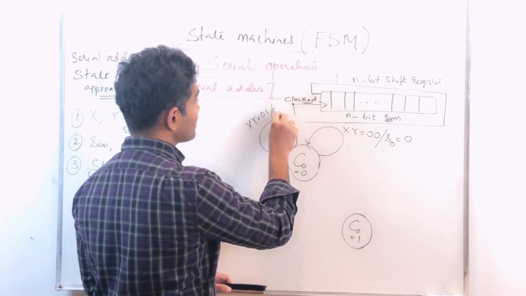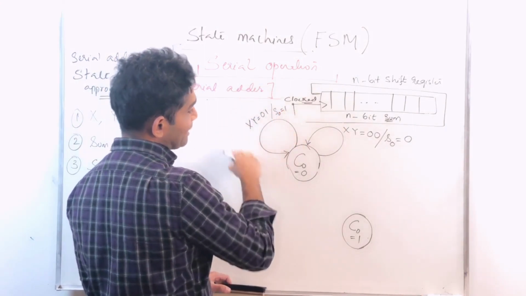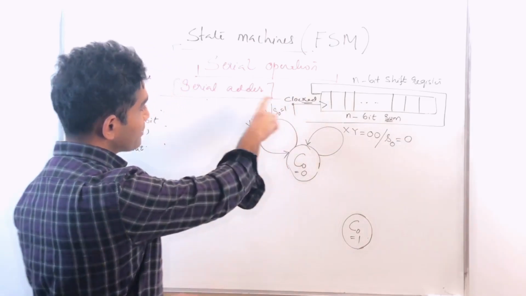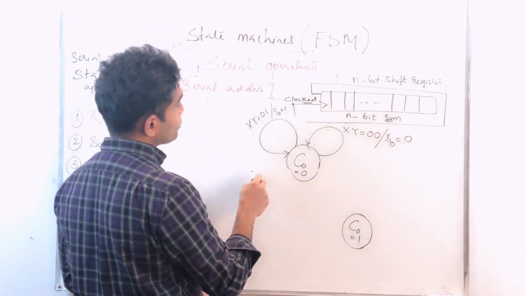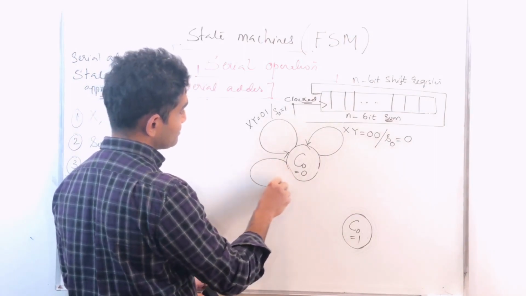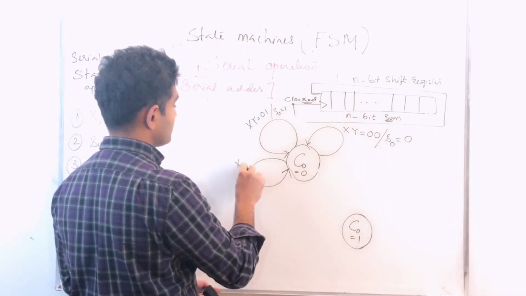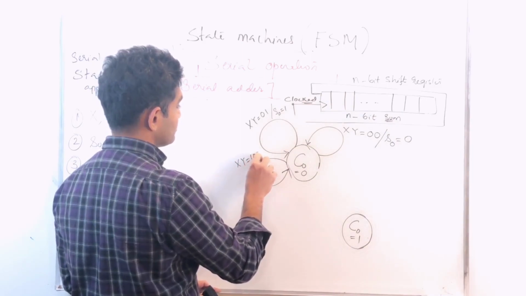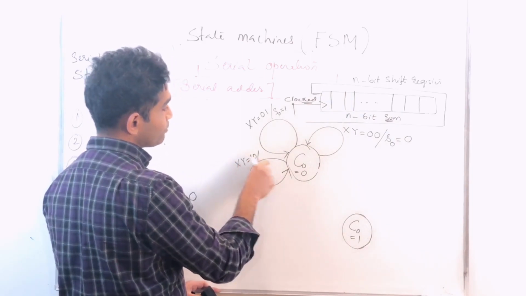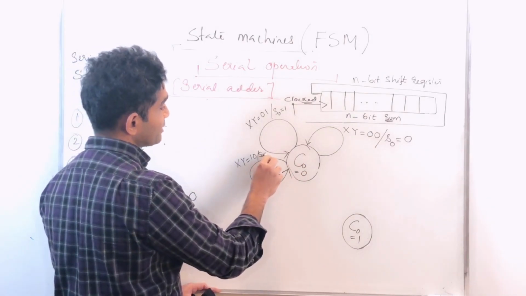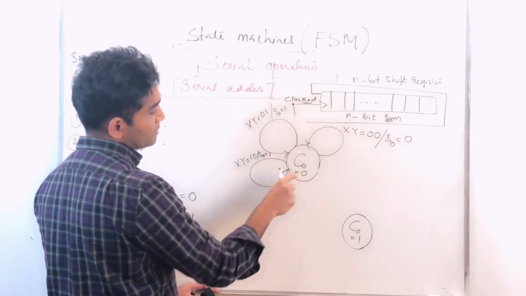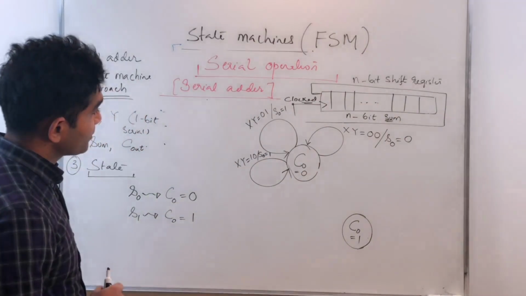My sum in this case is 1. The carry out is still 0. I do not produce a carry out, so I still remain in the same state. Now xy equal to 1, 0, same thing. I'm adding 1 plus 0 plus 0, that's still 1. Sum is 1. There is no carry out produced, so I'm still in the same state.